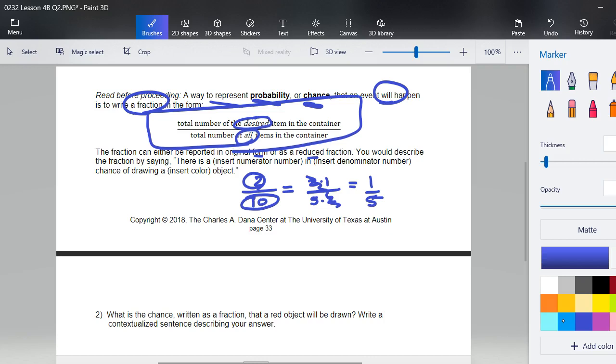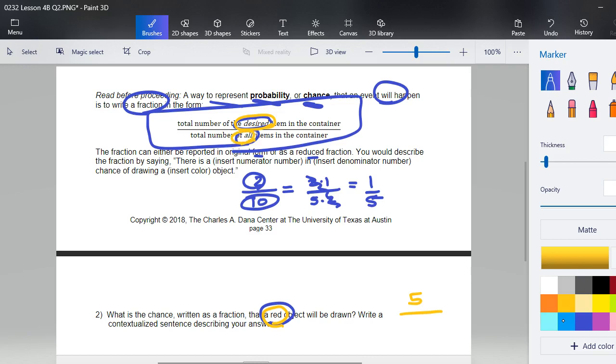So in question number 2, it says, what is the chance, written as a fraction, that out of the bag you created, red will be drawn? Remember in our description, the total number of the desired item will go in the numerator. Well, in our bag, how many red objects are in our bag? There are 5. So the total amount of objects that we are trying to find or get, we have 5.